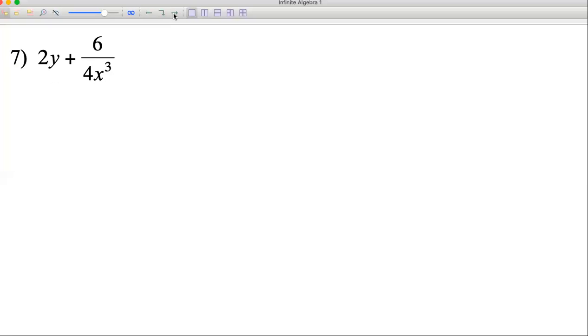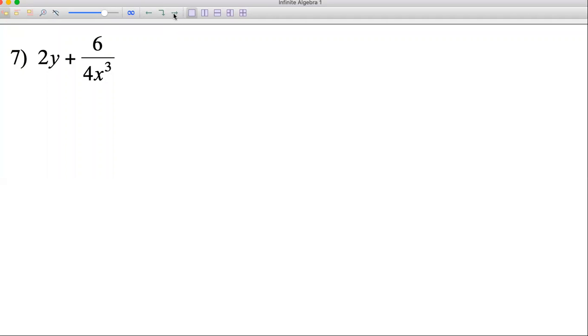All right, this one is straight from last night's, or the weekend's, homework. What's the common denominator? 4x cubed, right? This one is already 4x cubed, so I just have to change this one. That would be 2y over 1, and we need to change it to 4x cubed. So what's missing? A 4 and an x to the third power. Everything's missing, so I need to multiply the whole thing by 4x cubed.